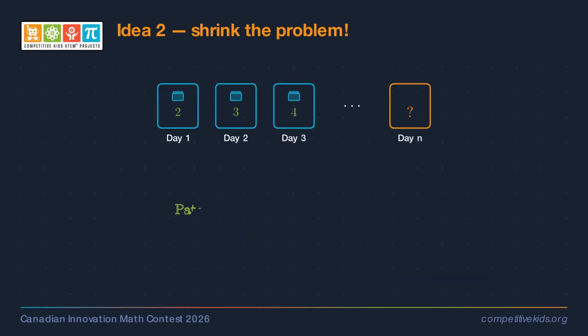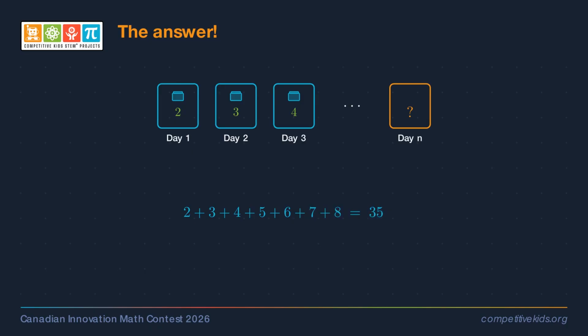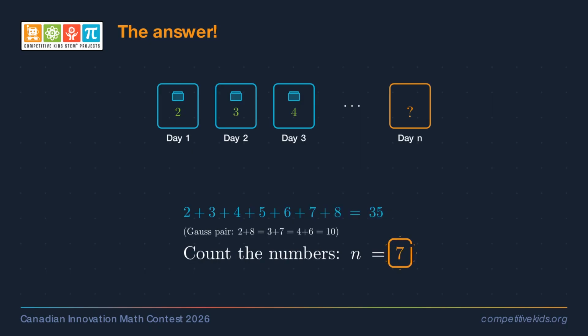We shrink the whole problem. The pattern becomes 2, 3, 4, and so on. The total becomes 210 divided by 6. That is 35. So the new question is simple. How many small numbers starting from 2 add up to 35? 2 plus 3 plus 4 plus 5 plus 6 plus 7 plus 8 equals 35.